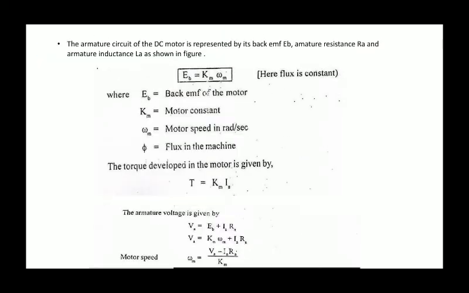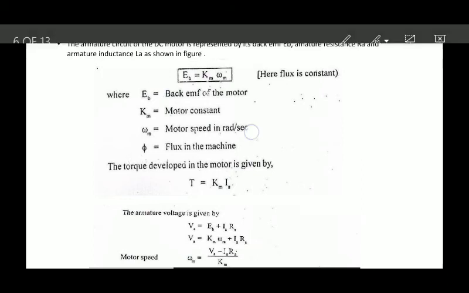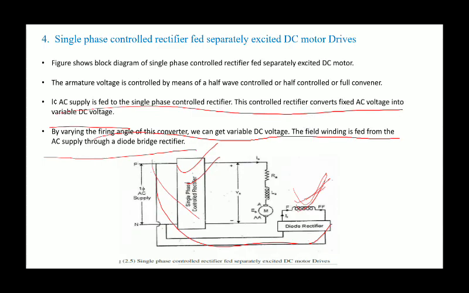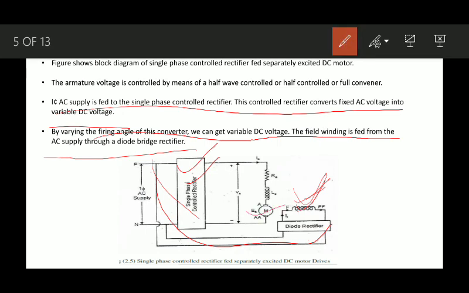These are the mathematical formulations of the speed control, how speed is controlled in the DC motor. You can see the circuit of the DC motor is represented by back EMF, armature resistance and armature inductance. This is the mathematical electrical equivalent model of any DC machine.